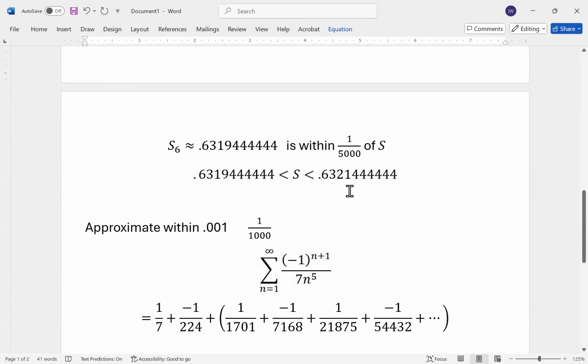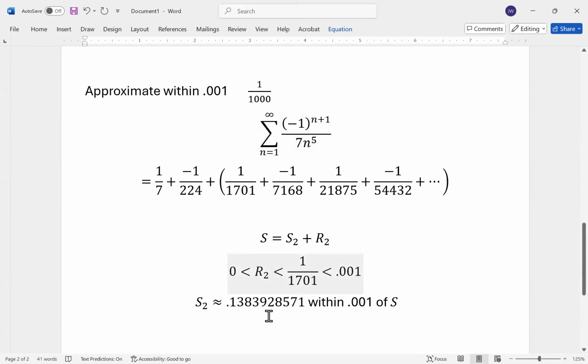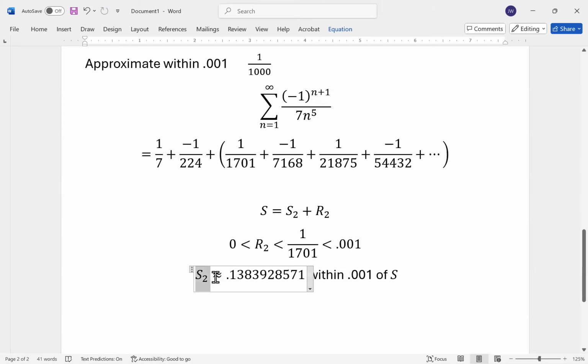Here we went up because I knew my remainder was positive. Again, I typically just ask for what is the numerical value within 0.001 of the actual sum, or within 1/1000th of the actual sum, or within 1/50th of the actual sum, or whatever. And again, this all hinges on the remainder being between 0 and the first term that we've left off of that partial sum.